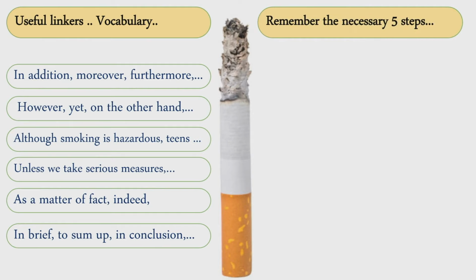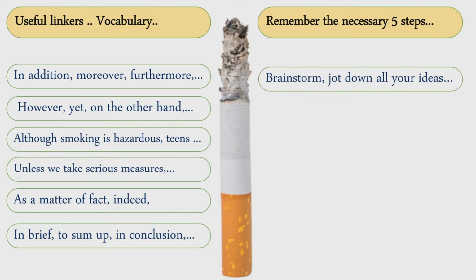Remember the necessary five steps of process writing. Here is a quick reminder. You need, first of all, to start with the pre-writing stage. Try to brainstorm, jot down all the ideas that come to your mind on your draft sheet. Do not worry about grammar at this stage. Do not worry about relevant or irrelevant ideas. Just write down whatever you can think about that can be related to the topic.